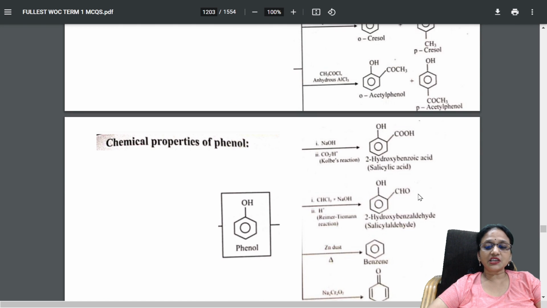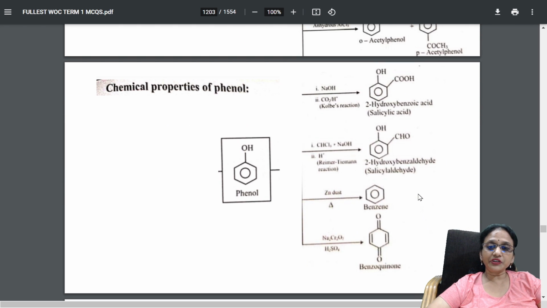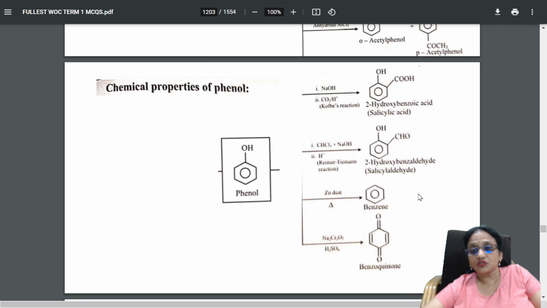Now, next, chemical properties of phenols. Phenols undergo different reactions like conversion of phenol into salicylic acid, nothing but Kolbe's reaction. Conversion of phenol into salicylaldehyde, nothing but the Reimer-Tiemann reaction. Conversion of phenol into benzene using zinc, yes, reduction. Conversion of phenol into benzoquinone using sodium chromate, which is nothing but an oxidizing agent. Got it, students? All right.